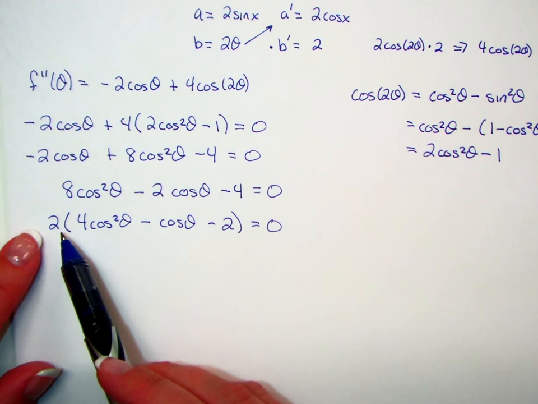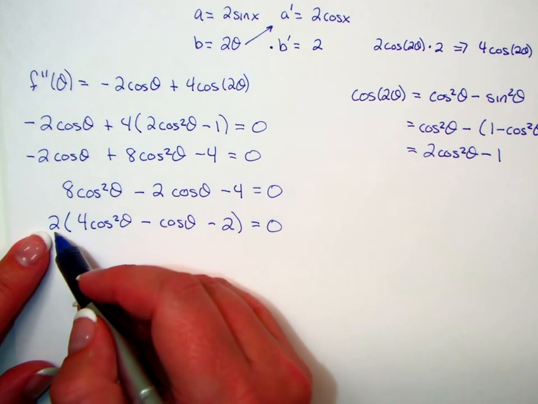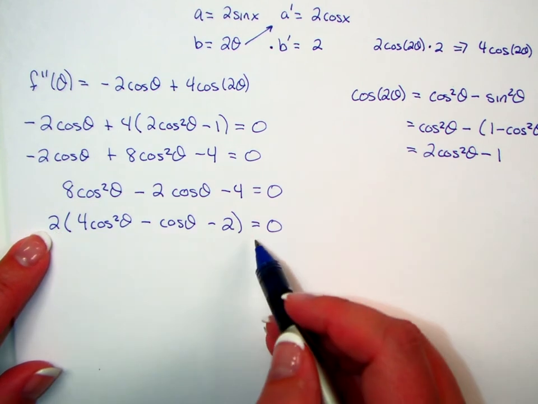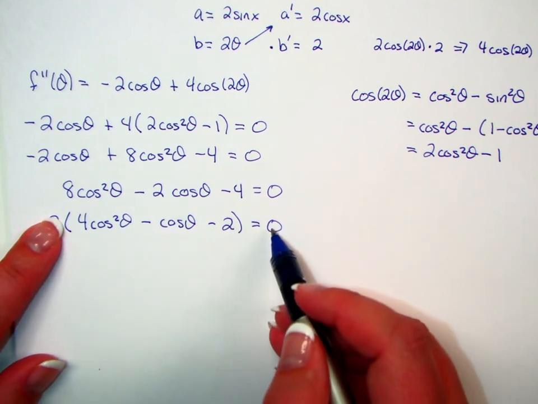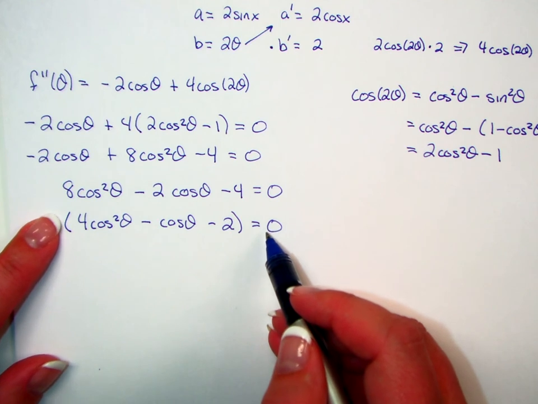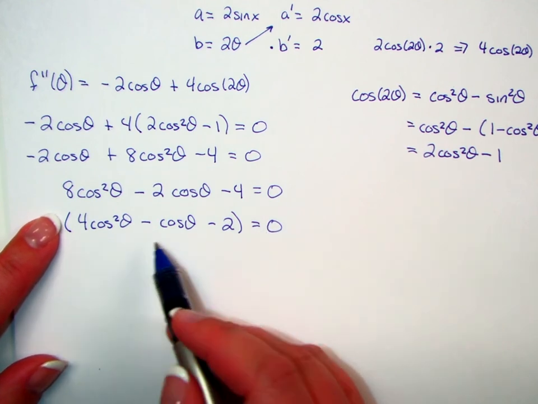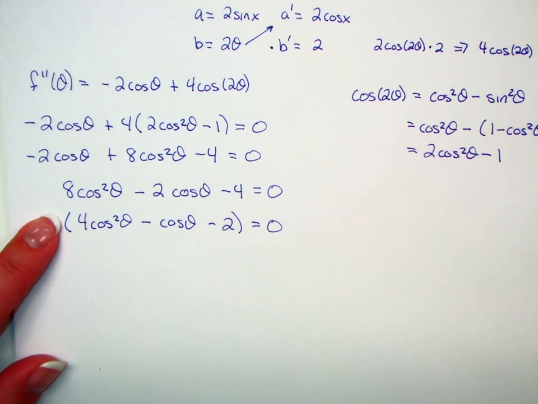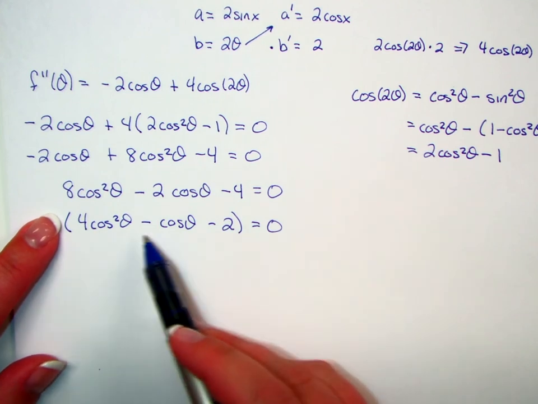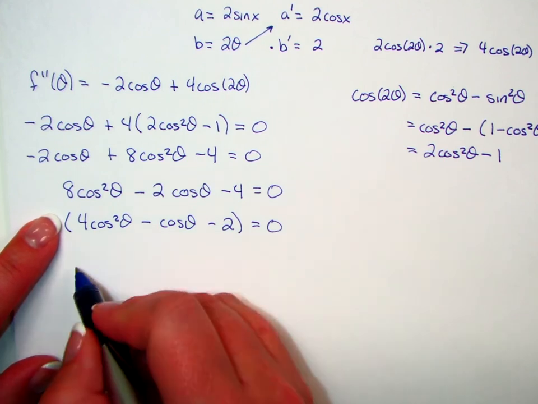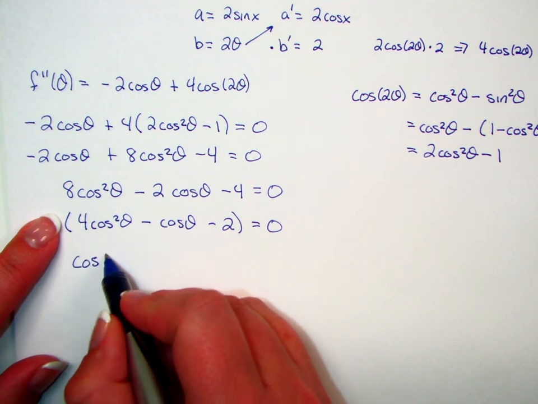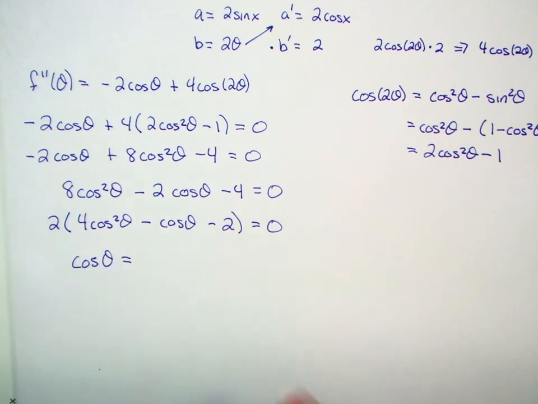Okay? And what happens to this 2? If you set 2 equal to 0, you get no solution. So it kind of just cancels off. Okay? It doesn't lead us to any critical numbers. So I think what I'm going to do is go ahead and use my quadratic formula on my calculator, and I'm going to get my 2 answers for cosine theta.